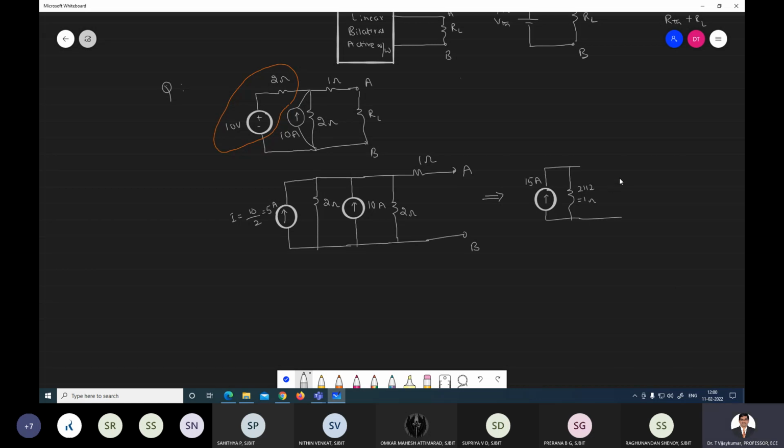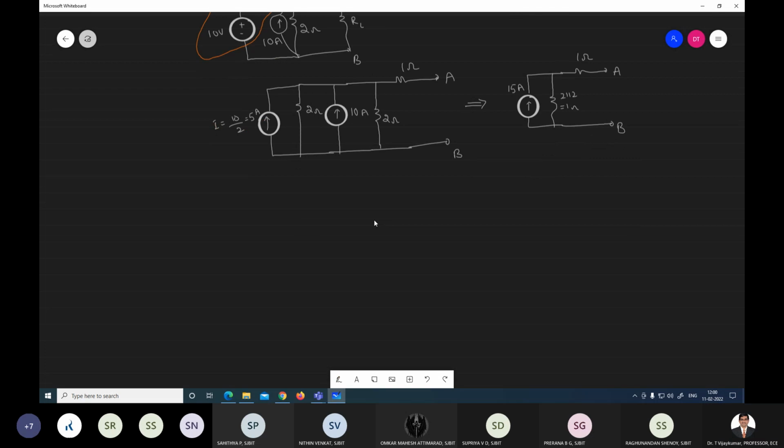And the 2 ohms connected in parallel make 1 ohm, and the remaining resistance is 1 ohm, and here it is 1 ohm. This is point A and B. Now you further simplify this. This is a current source, and it is converted into a voltage source.